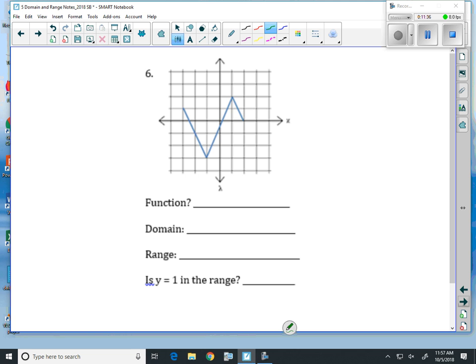All right. Number 6, is it a function? Yes, it is. Our domain. What does our domain start at? -3. And it goes to? +2. We'll include both of those. Go ahead and see if you can write the range. Try to write the range.